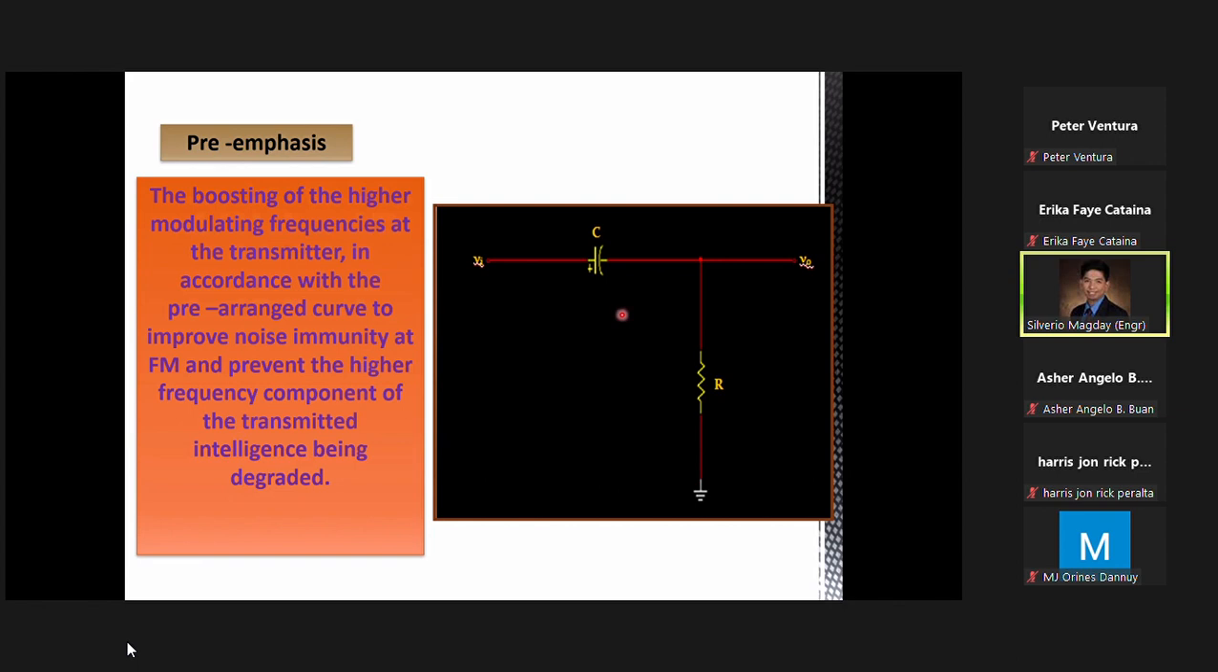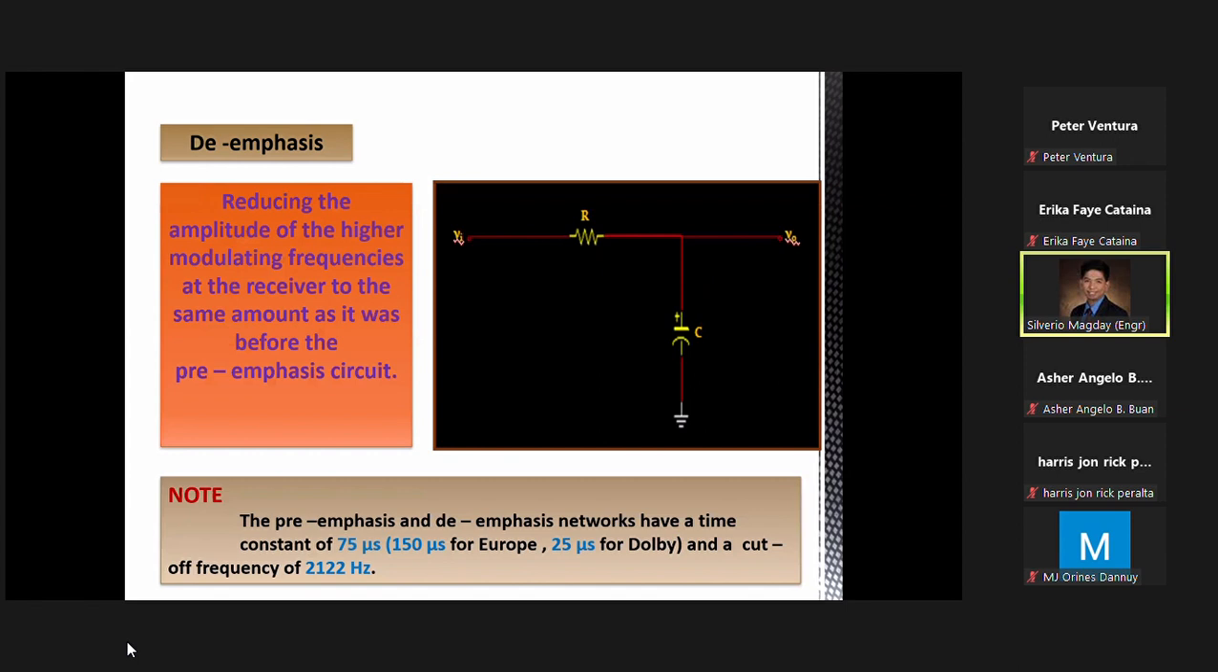The boosting of the higher modulating frequencies at the transmitter in accordance with a prearranged curve to improve noise immunity. The pre-emphasis prevents the higher frequency components of the transmitter intelligence from being degraded. Also we have a de-emphasis, which is the reduction of the amplitude of the higher modulating frequencies at the receiver.